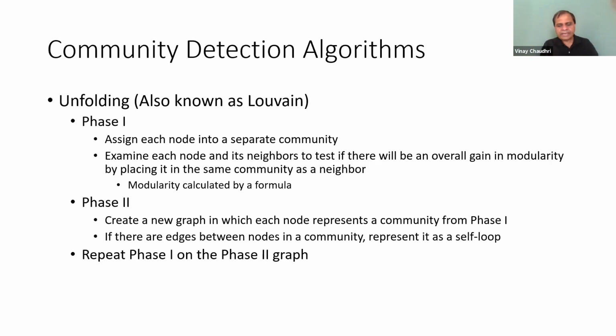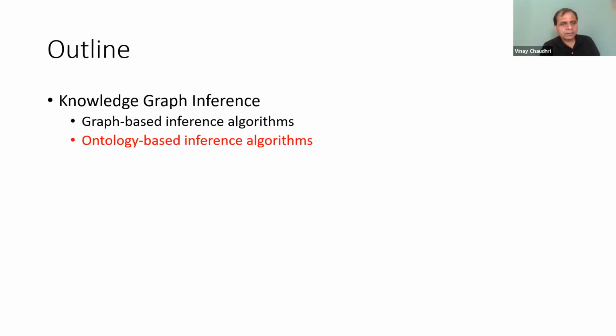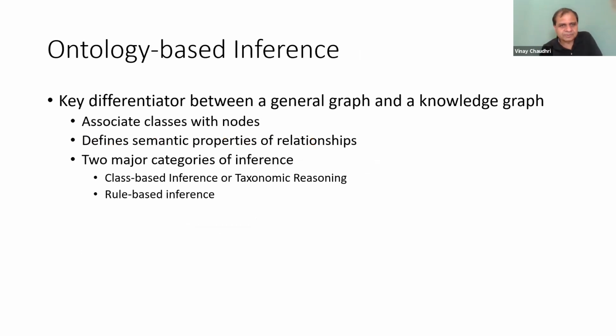And once we have this condensed version of the graph, then we would repeat the phase 1 process on this condensed graph. And we will keep doing this until the process converges. All right, so that was a whirlwind tour of graph-based algorithms. And next, I'm going to talk about ontology-based inference algorithms.